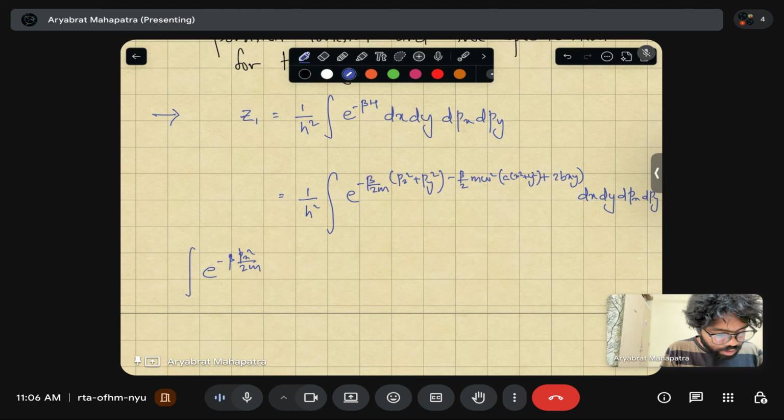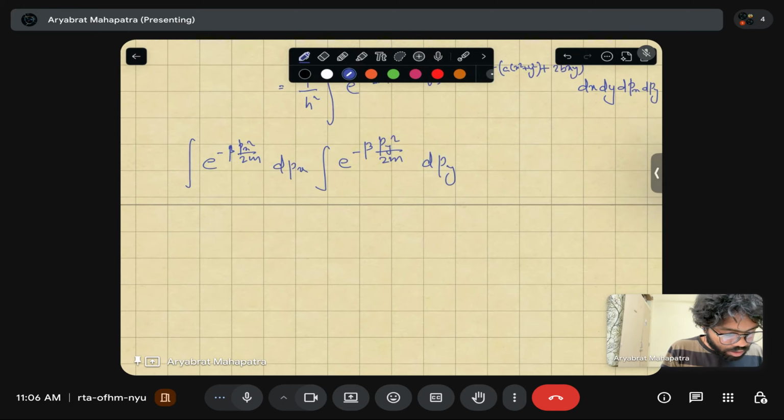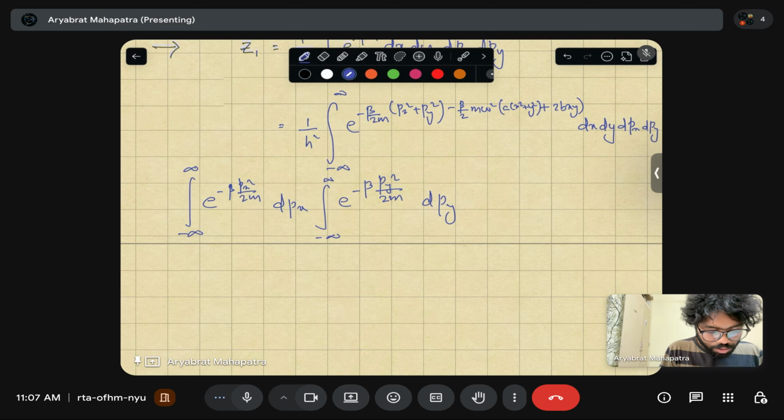So you integrate this out over dpx, and then there is one more integral of exponential minus beta py square over 2m dpy. This integral goes throughout all the phase space, so it extends from negative infinity to positive infinity.